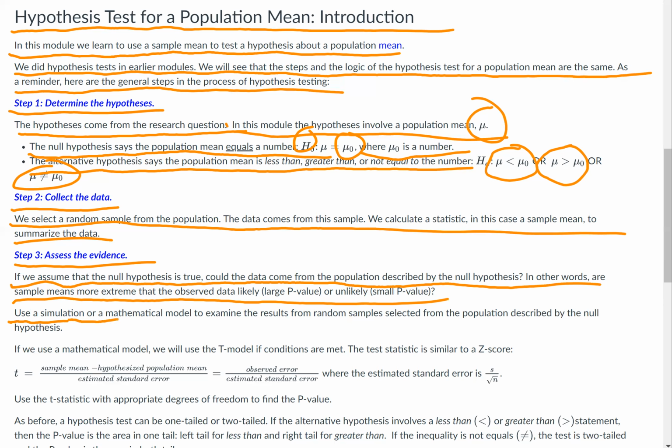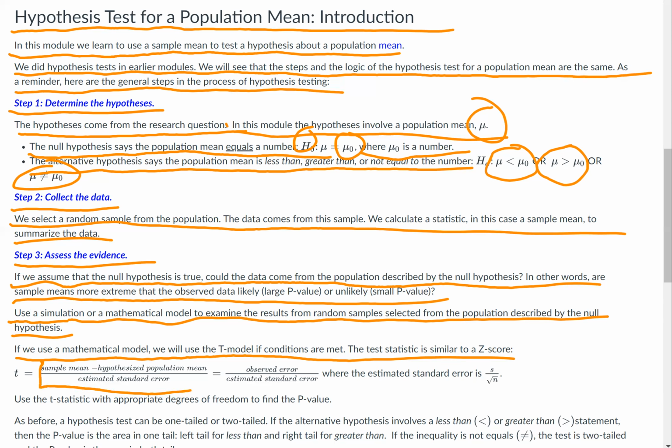Use a simulation or a mathematical model to examine the results from random samples selected from the population described by the null hypothesis. If we use a mathematical model, we'll use the t-model if the conditions are met. We talked about that in the previous module. The test statistic is similar to the z-score. So t is the sample mean minus the hypothesized population mean divided by the estimated standard error.